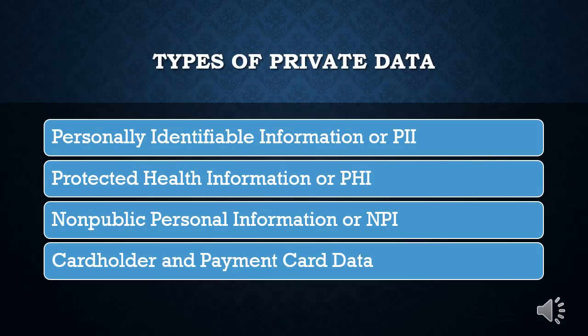There are 4 types of private data: personally identifiable information, or PII, protected health information, or PHI, non-public personal information, or NPI, and cardholder and payment card data. Each is defined by a governing entity for the purpose of protecting the privacy of individuals involved in financial and health-related transactions.